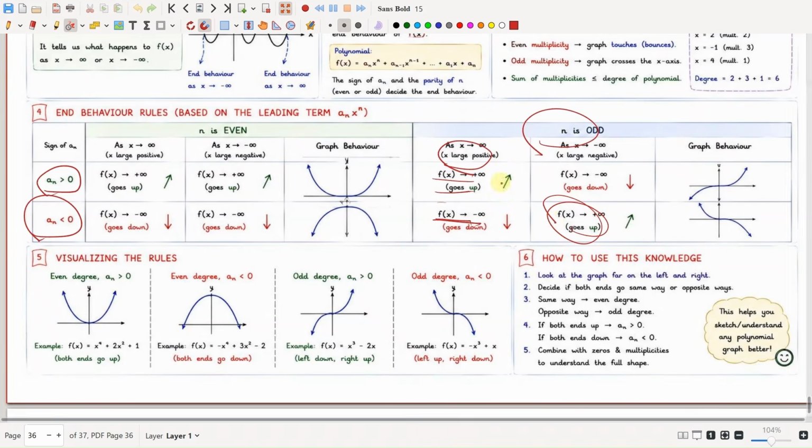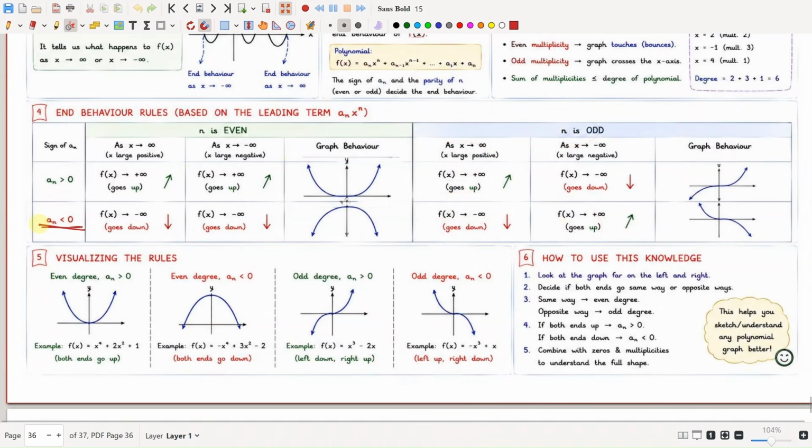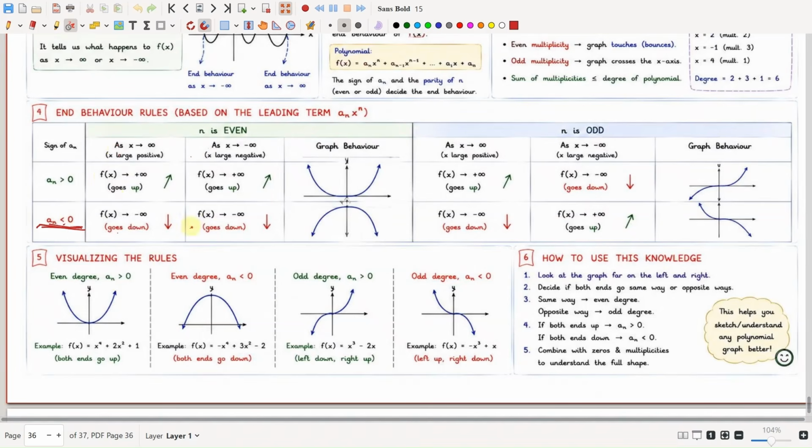Okay, so whenever you get an is less than 0, the conditions will be opposite. So you can use these end behavior rules to interpret the graphs provided by the IITM in the GAs.